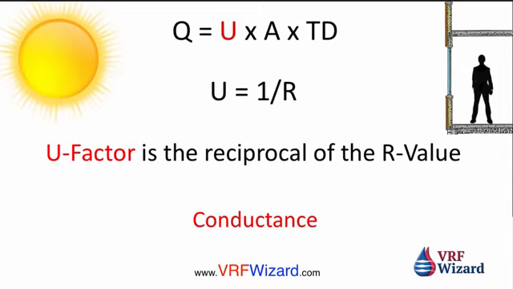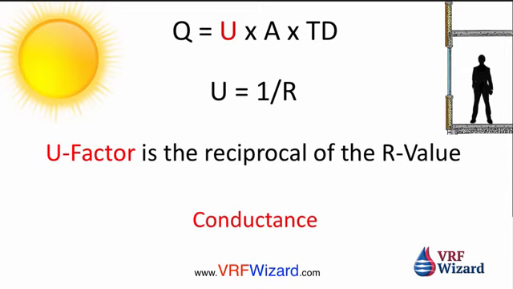Your U factor is the reciprocal of your R value. R is the resistance. So the higher the R value, the greater the resistance, the smaller the U factor. The smaller the U factor, the less heat that gets through. So you could say that basically the greater the resistance, the less heat gets through.